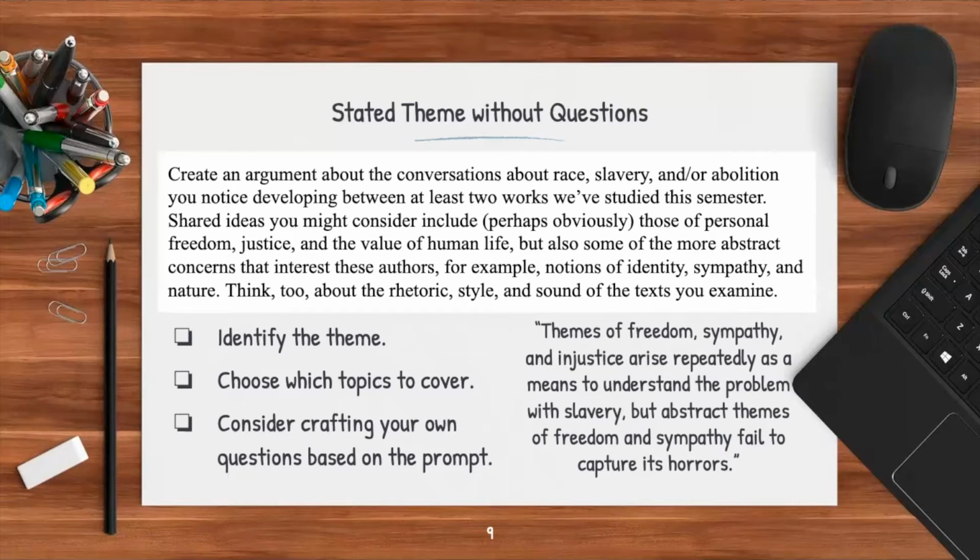That goes back to arguable, meaning that someone could argue against it. I don't think anyone could really argue that a lot of literature about slavery is going to include themes of freedom. But if you say abstract themes of freedom fail to capture the horrors of slavery, that is really arguable. Someone might, and probably a lot of people would, disagree with that. So we're going to be using this thesis as an example for future things and when we talk about how to do analysis.